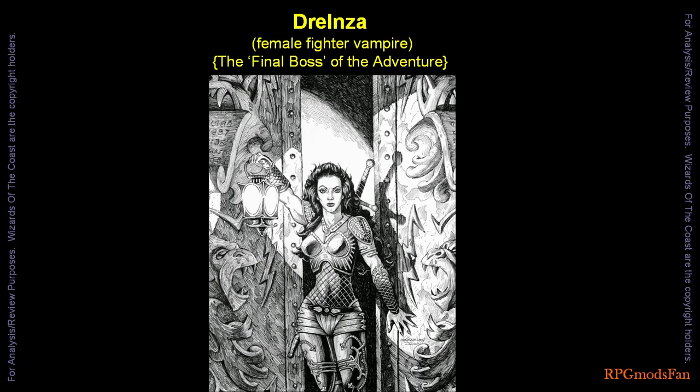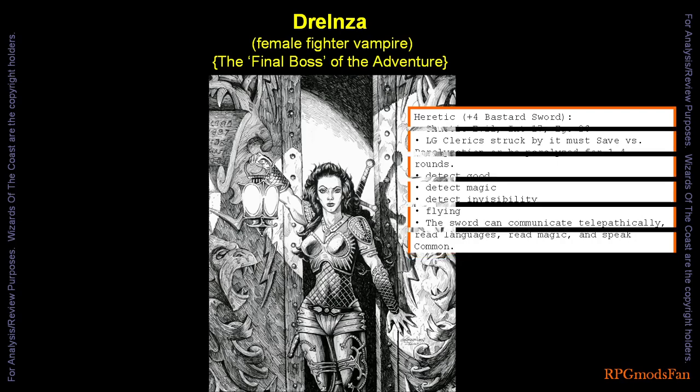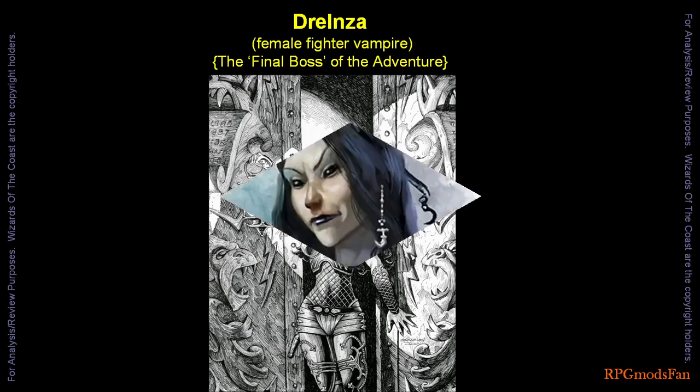Drelnza is a raven-haired vampiress. She dons golden plate mail and wields Heretic, a sentient magical +4 bastard sword. Being the daughter of Iggwilv makes Drelnza the half-sister of Iuz. The identity of her father is unknown, but it is certainly not the demon prince Graz'zt. Drelnza is tied to, and will be encountered in, the very last room of the Lost Caverns.